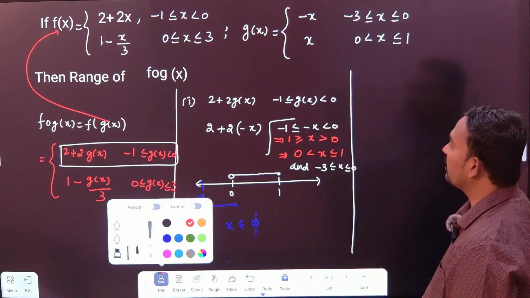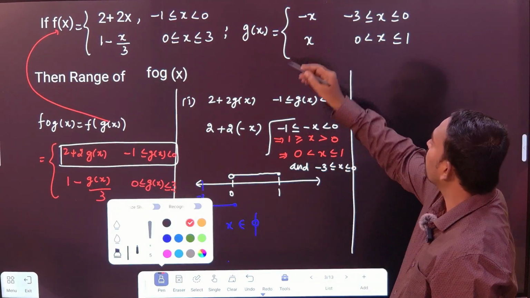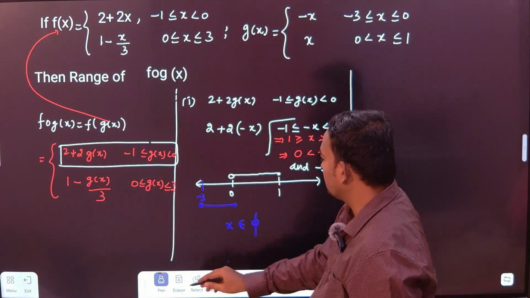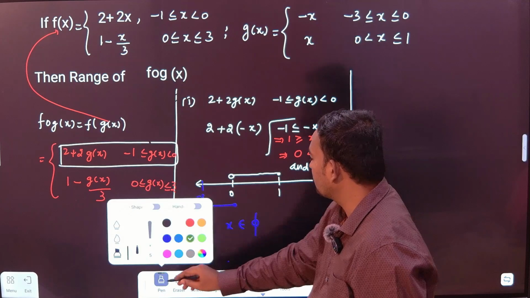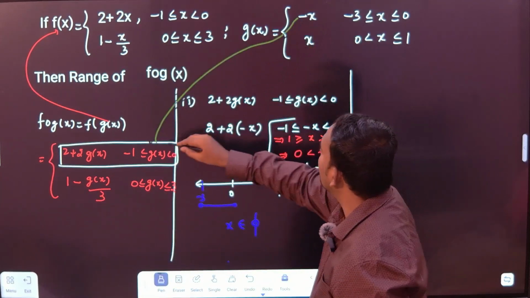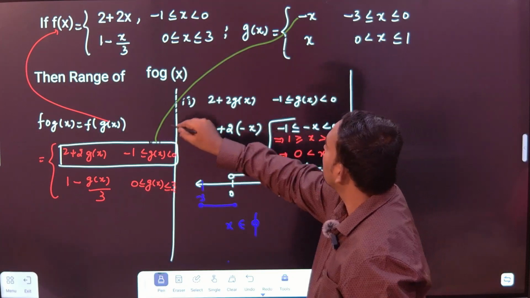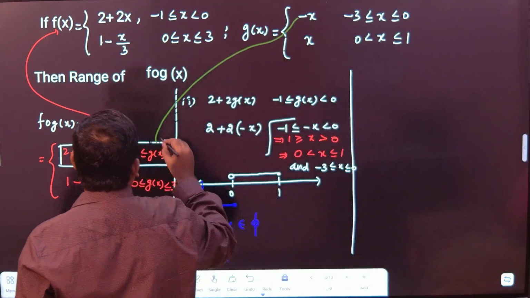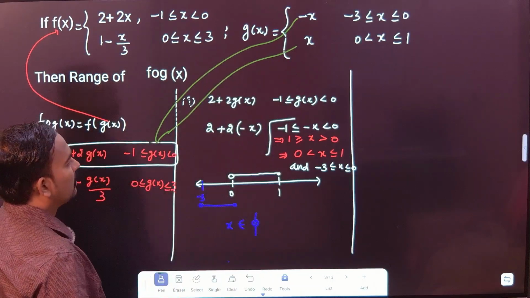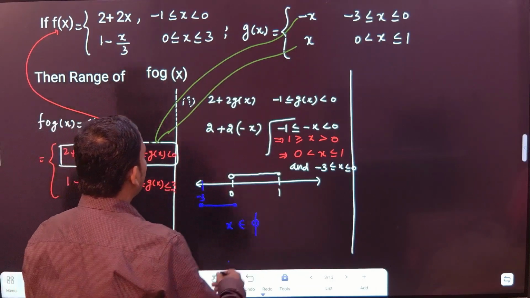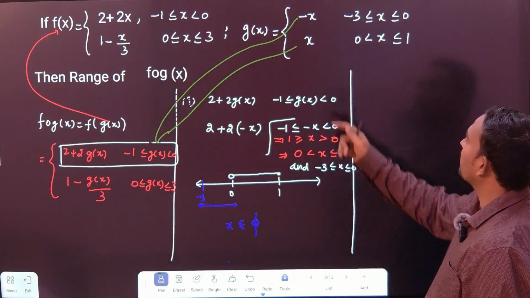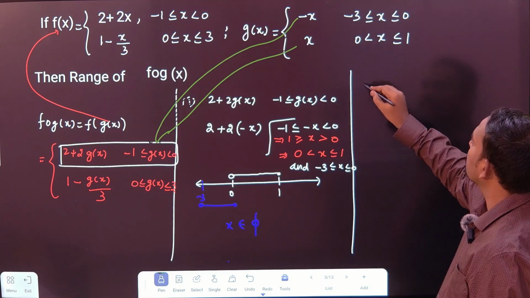Next, let me take the second function and apply it. I'll take green color. First I apply the first one, and then apply the second one. Now x you can apply. Second one, you can see.